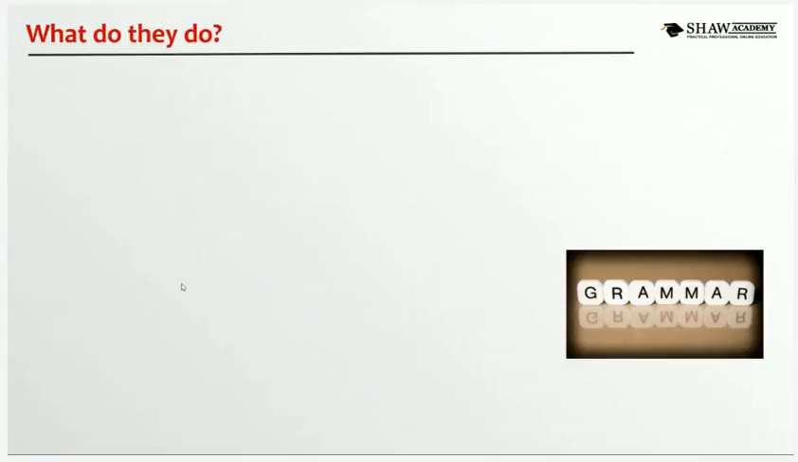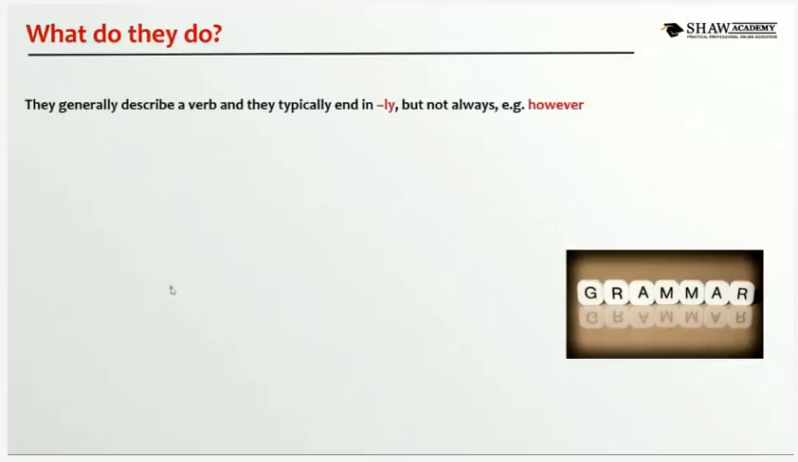Very good. Okay, so they describe verbs. They qualify them, yeah, and they are often spelled in ly. Very good, excellent, spot on. So this is just very quickly. They generally describe verbs and they typically end in ly, but not always. Like tomorrow, however, they are also adverbs, but they don't follow that pattern of spelling.